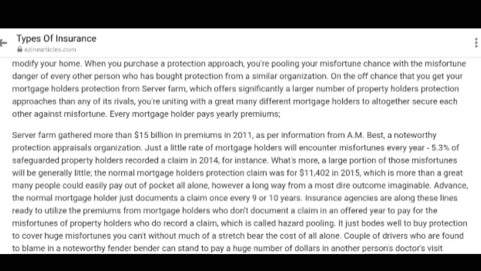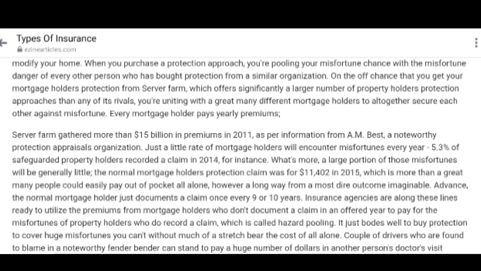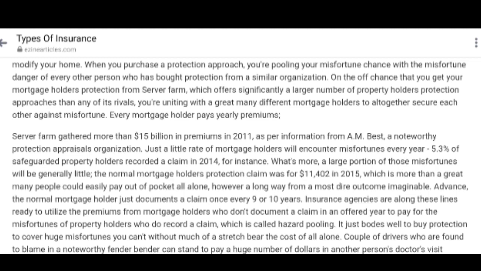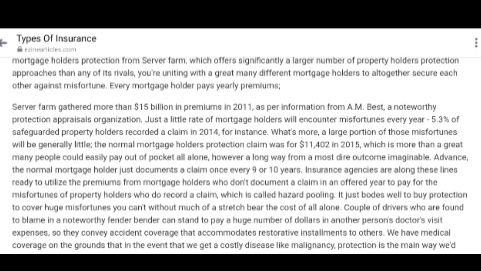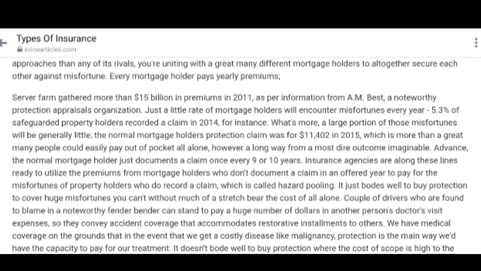When you purchase the protection policy, you are pooling your misfortune risk with the loss risk of every other person who has bought protection from a similar company. If you get your homeowner's protection from a large firm, which offers significantly more homeowner policies than any rival, you are joined with a great many other homeowners to secure each other against the misfortune.